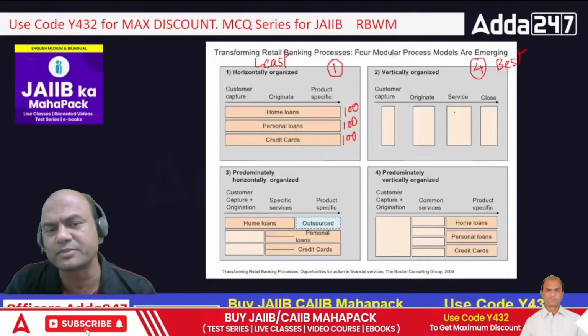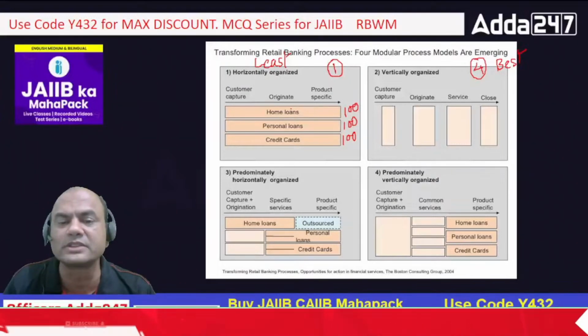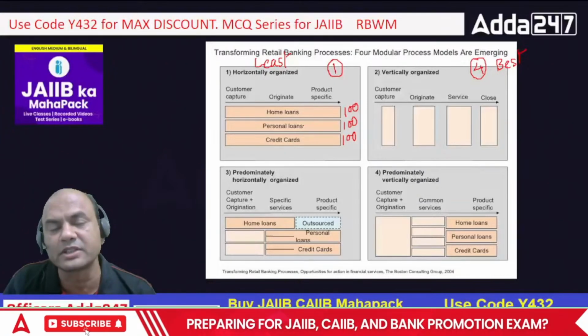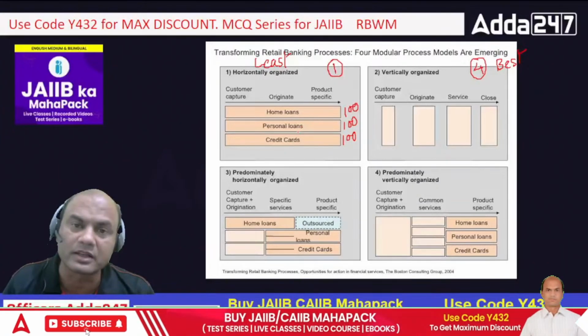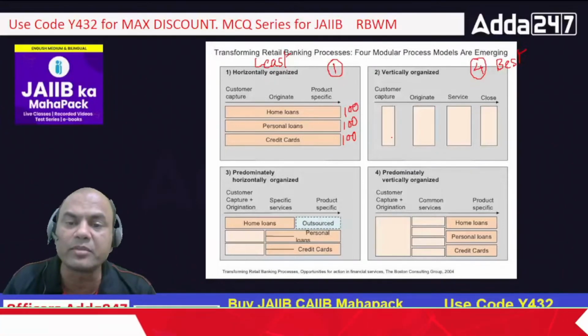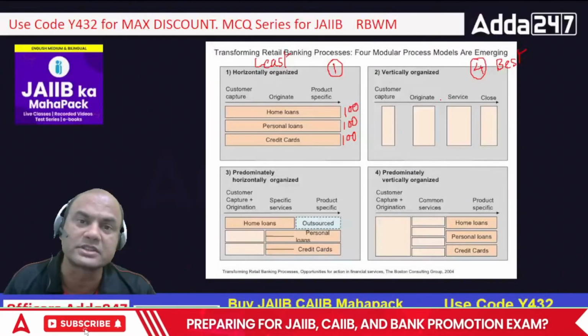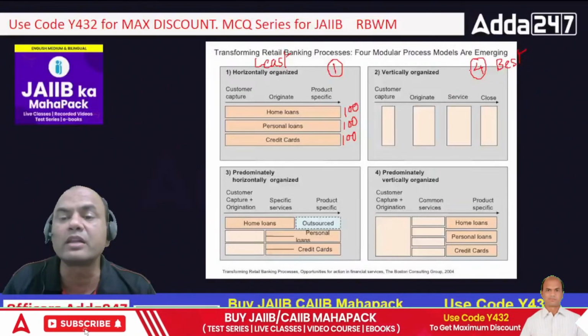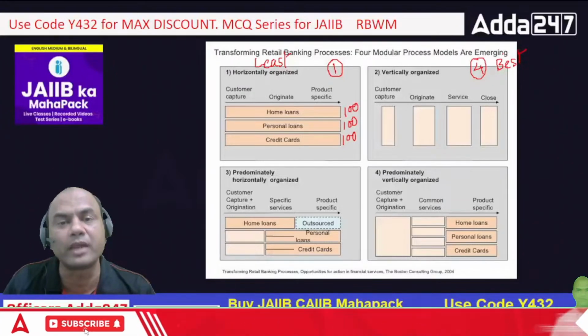Because the logic is very simple. A person who has a home loan, doesn't that person need a credit card? Doesn't that person need a personal loan? Doesn't that person need some other loan or other banking service? So each client can be contacted for various services, and this is the main advantage of cross-selling. So the vertical model is the best model in banking.